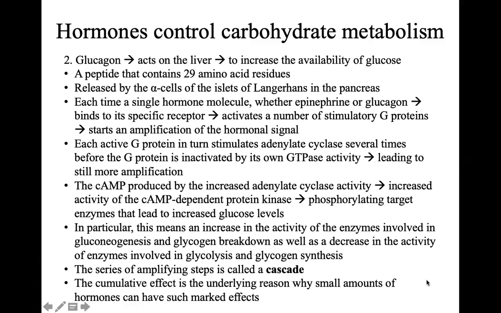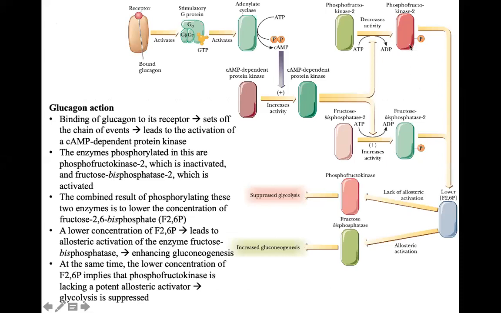We have discussed this in detail regarding insulin, and glucagon is the other way around. They also involve the G protein to start the amplification of the signal. So this is about carbohydrate metabolism, and how hormones control carbohydrate metabolism.